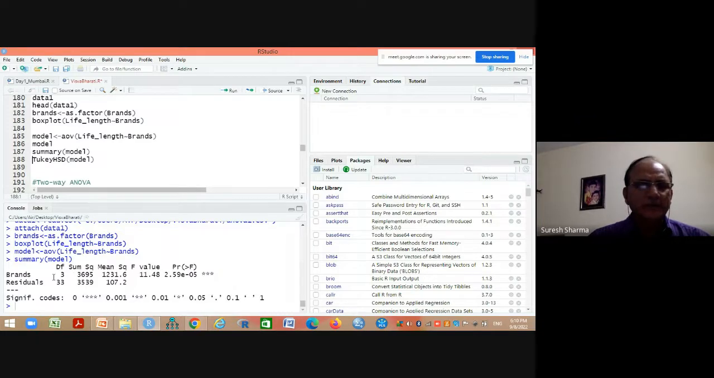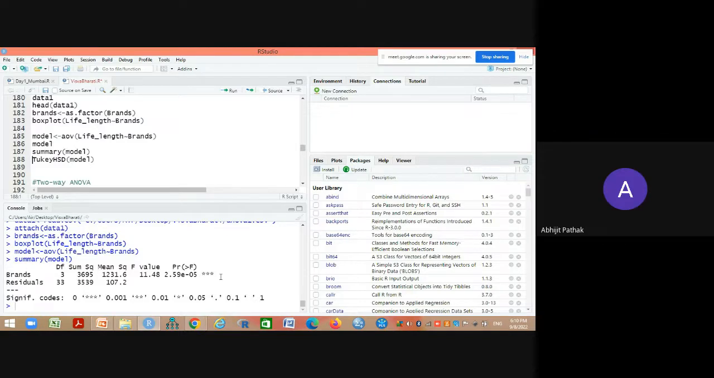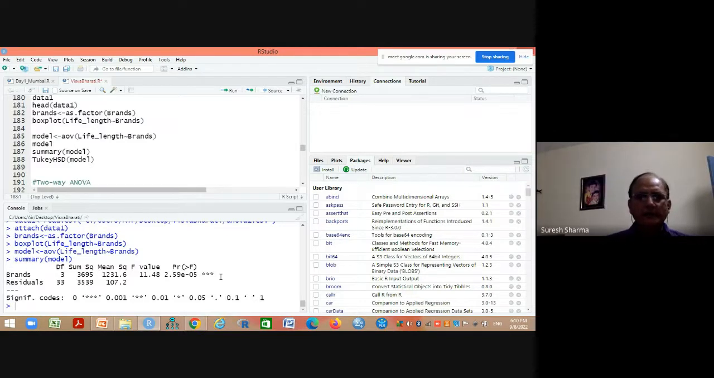Sum of squares between the brands, sum of squares within the brands. You divide 3695 by 3, you will get 1231. You divide 3539 by 33, you will get 107. Then you divide 1231 by 107, you will get 11 point something, and corresponding to this there will be a p-value. So p-value is star. Star means it is significant or non-significant? Statistically significant. What does this mean? That means there is a significant difference between the brands. Yes or no?